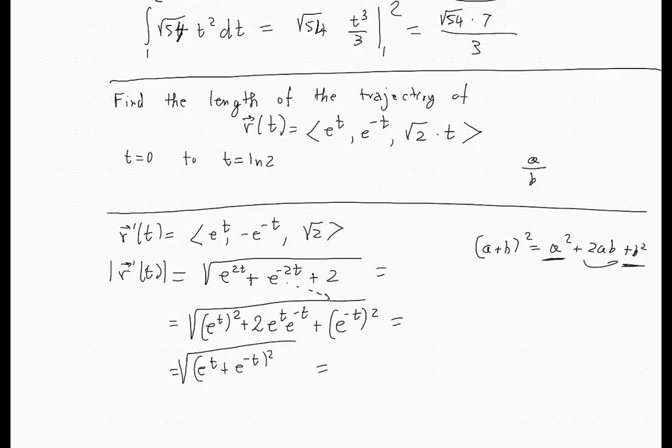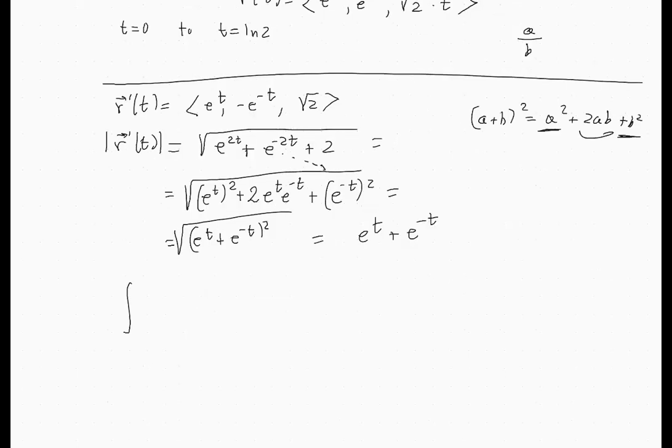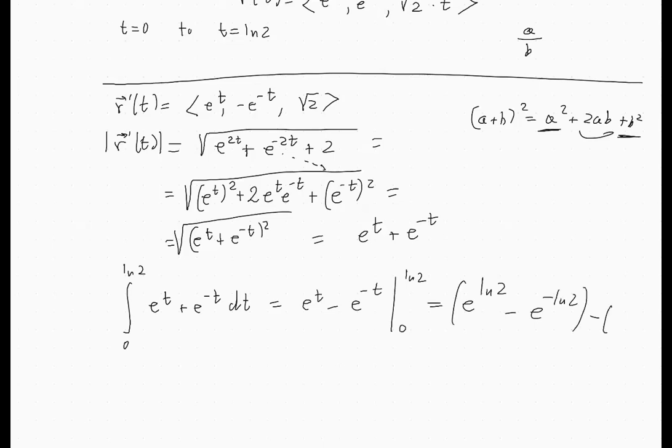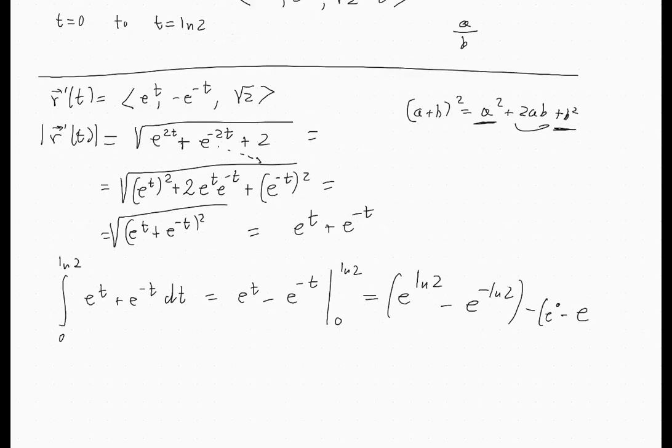So now finishing the problem is quite straightforward. You will take the integral from 0 to ln of 2 of e to the t plus e to the negative t dt. So this will be e to the t minus e to the negative t. That's the antiderivative from 0 to ln of 2, which will give you e to the ln 2 minus e to the negative ln 2 minus e to the 0 minus e to the negative 0. Now, this is 1 and this is 1, which means that this whole thing is 0.